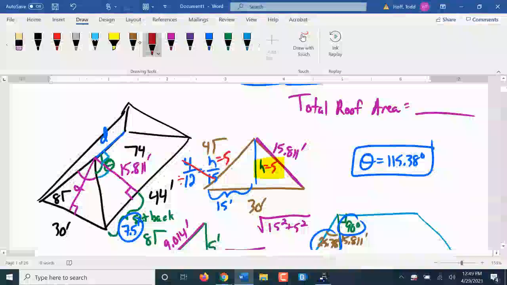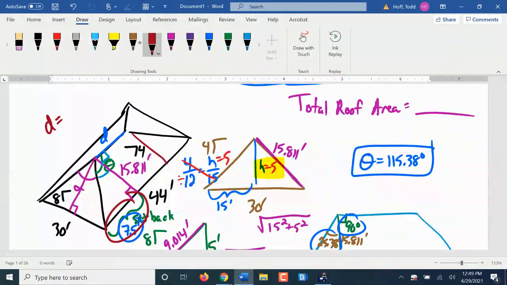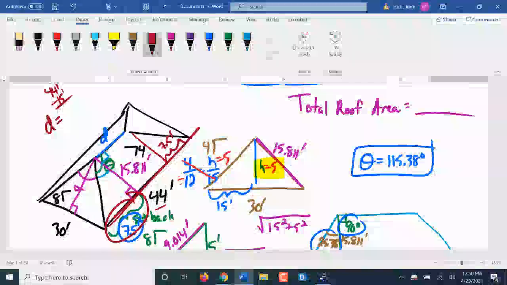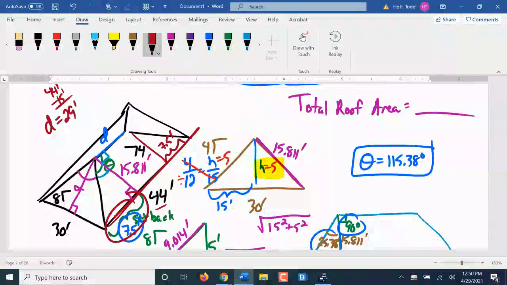To find D, if we have a setback of 7.5 feet here, we also have a setback of 7.5 feet here, which means we lose 15 feet off of the total length of our roof. So 44 feet total length minus that 15 feet for the two setbacks gives us that D is 29 feet.